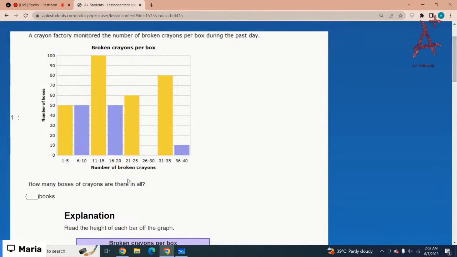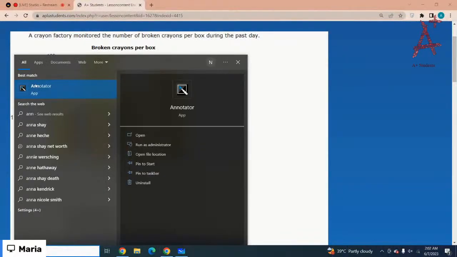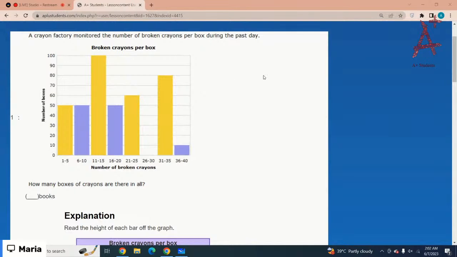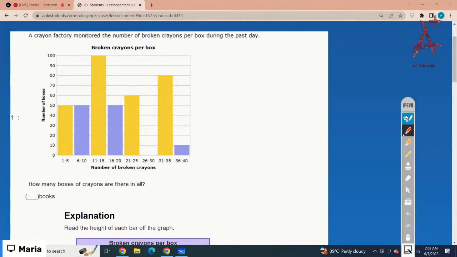You can see here on the x-axis you have the number of broken crayons, and on the y-axis you have the number of boxes. So basically you have to count. You have to look for the values on the graph. From 1 to 5 broken crayons, it would be 50 boxes. Then for 6 to 10, again 50. Then 11 to 15, 100 boxes. Then 16 to 20, again 50 boxes. Then 21 to 25, 60 boxes. Then 31 to 35, 80 boxes, and just 10 boxes.